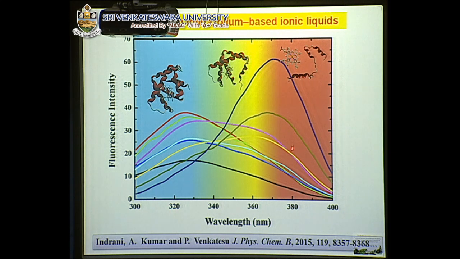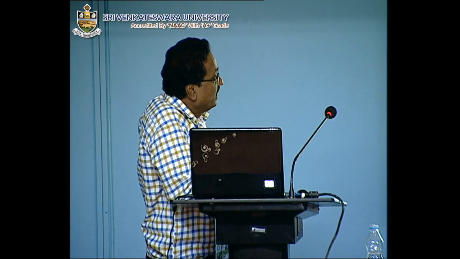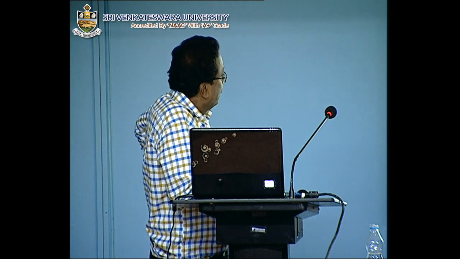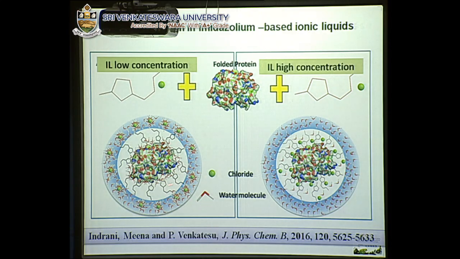Whereas in the presence of higher concentration, this wavelength is shifted towards the red shift. That means the emission spectra is shifted towards a higher wavelength, which indicates the protein is completely denatured. So at higher concentration, the protein is denatured. What we can conclude here is that at low concentration, these ionic liquids give protection and keep the protein in the folded form, whereas at higher concentration these ions occupy the protein surface and disturb the functional activity. Fine.